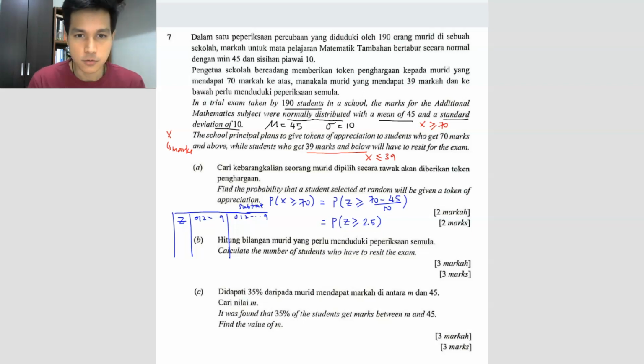So for 2.5 you look at your z column, because this is the forward method. You want to look for the probability, so you look for 2.5 here. Immediately you'll get your value, it should be here, the 0 part.